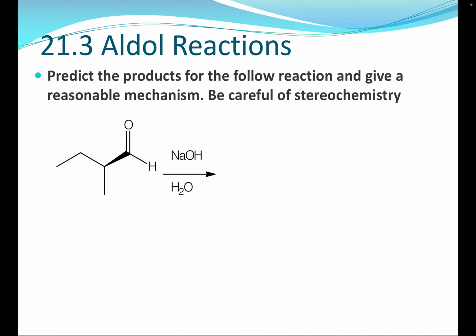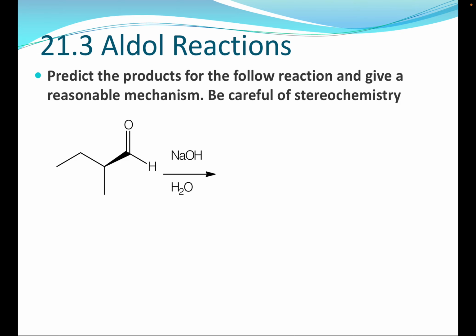So here we have an example problem asking for us to consider our products, what the product could be, and also then what the mechanism could be. First, let's think about our products and identify all of our alpha positions. And then I've got the mechanism that we'll show on the next slide.